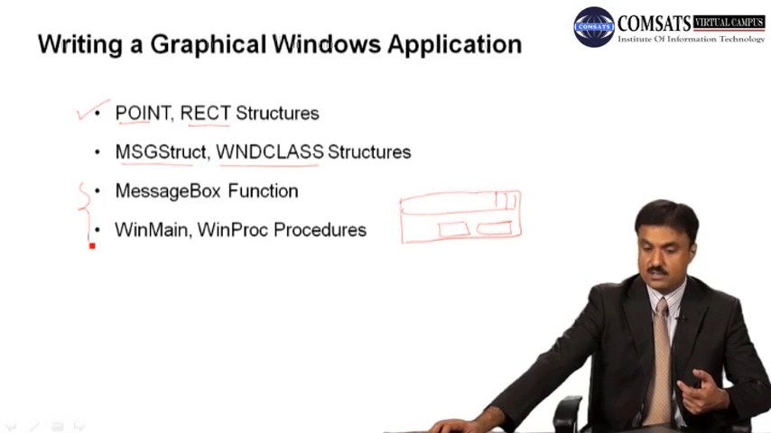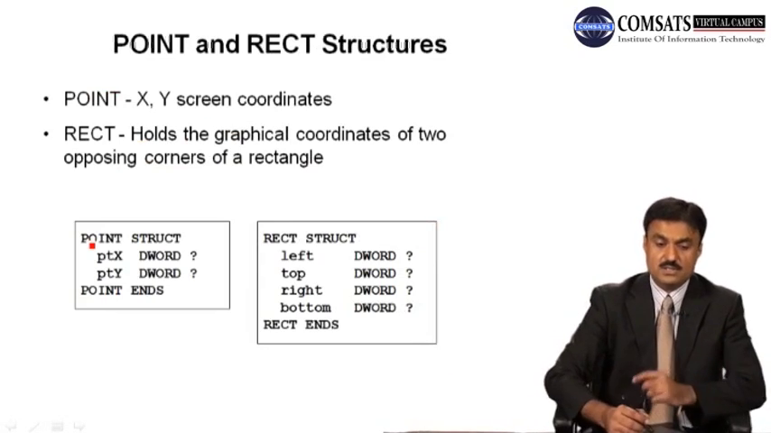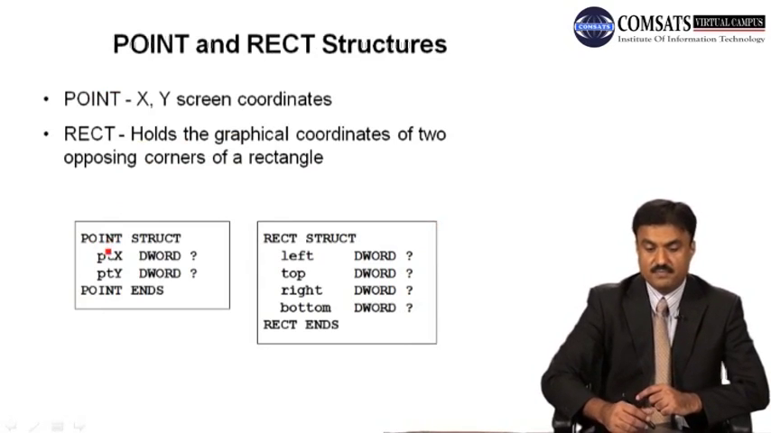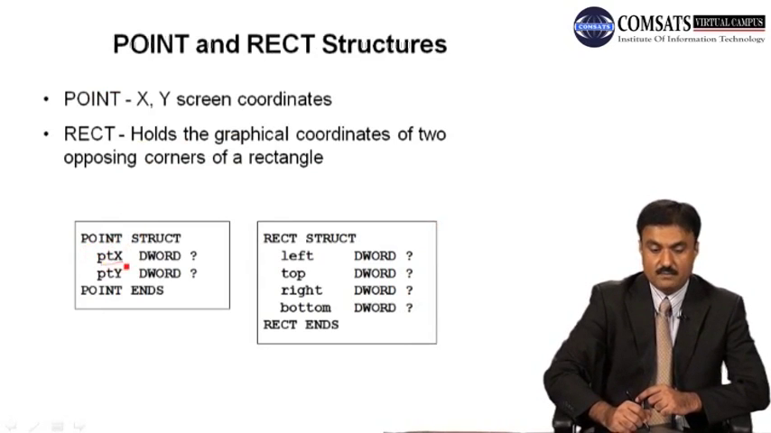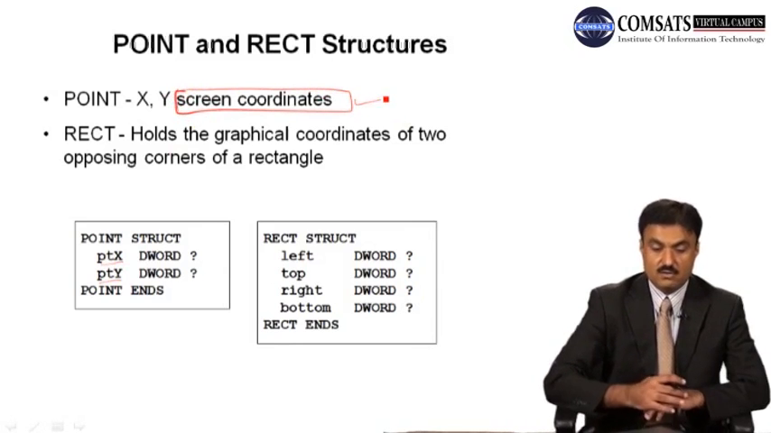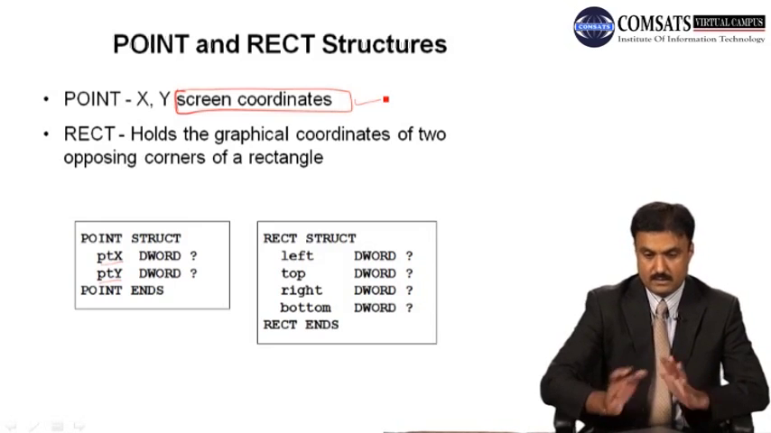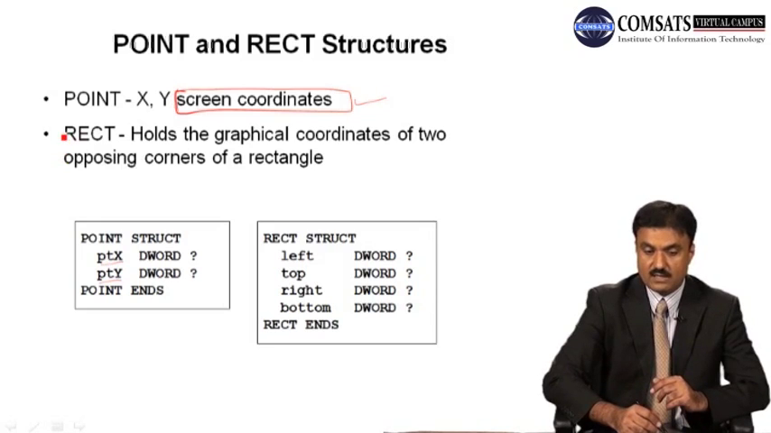Now here we have four structures and three functions that we will use to handle graphical Windows applications. First structure is the POINT structure, with point X and point Y. It will give you the XY screen coordinates. It will either store or set the screen coordinates, or the points and so on. And then we have the rectangle.